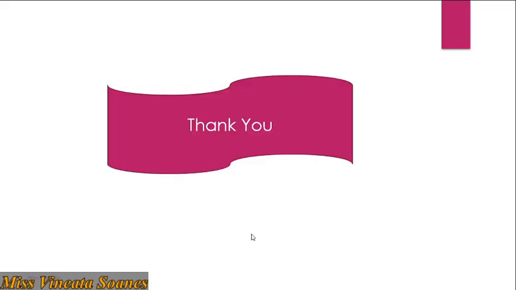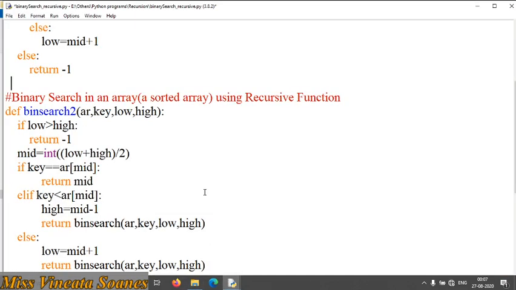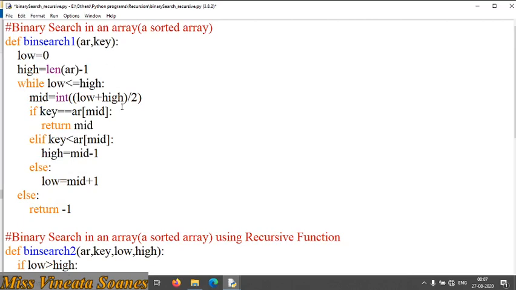So with this, I hope you have understood. And we'll just go to the program that we have created, to see an overview of what we have written. Low is equal to 0, high is equal to length of arr minus 1, while low is less than or equal to high. Then we get the mid and check if it's equal. If it's equal, we return. Otherwise, we check if it's less. If it's less, we change the high, else we change the low. High will be mid minus 1, low will be mid plus 1.